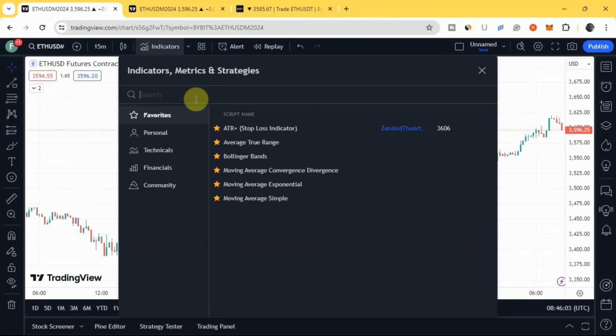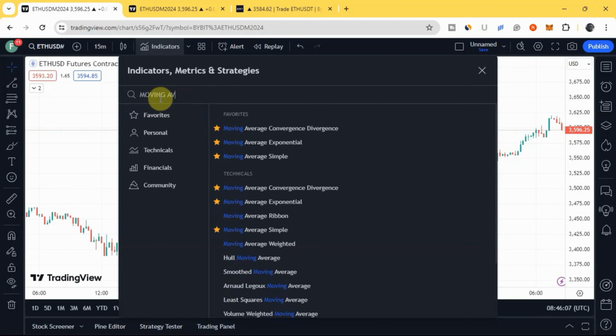So let's say I want to use the moving average. I'll just come right here and enter moving average. After entering moving average, you will see different types of moving averages right here. See moving average convergence divergence, moving average exponential, moving average simple. For this, I'll be using the moving average simple right here. So just come right here and click on moving average simple. Once you click on it, it will be on the chart.